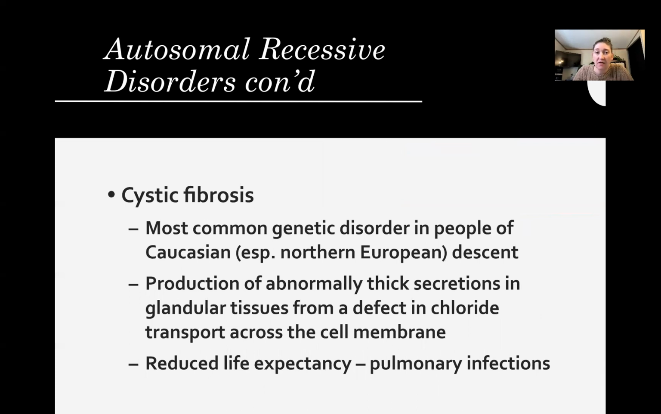Cystic fibrosis is another autosomal recessive disorder, and it's the most common genetic disorder in people of Caucasian descent. The production of abnormally thick secretions in glandular tissues from a defect in chloride transport across the cell membrane. And they have a reduced life expectancy and frequent pulmonary infections because they have thick secretions in their lungs and are not able to get bacteria and whatnot out of their lungs as easily because those secretions are thick, so they don't come out.